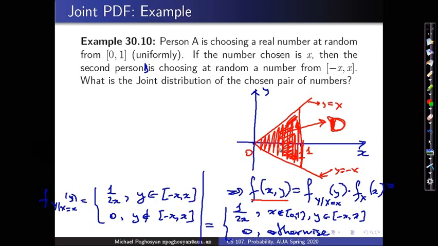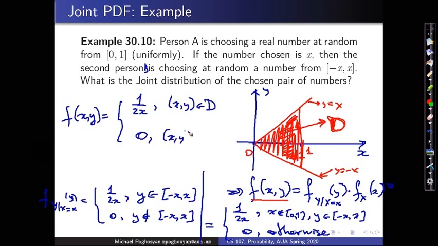The answer is the following. f of XY, the joint PDF, is equal to 1 over 2x if the pair XY is in this region D, and 0 if XY is outside of D. So that pair of numbers will be distributed like this.